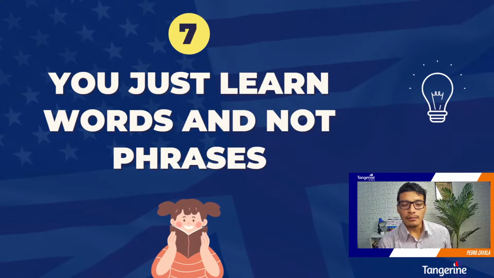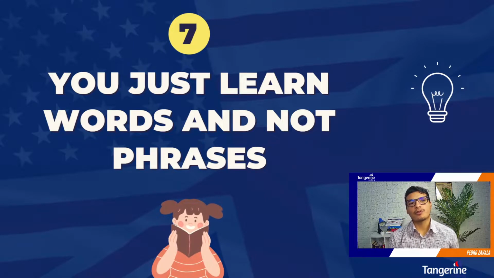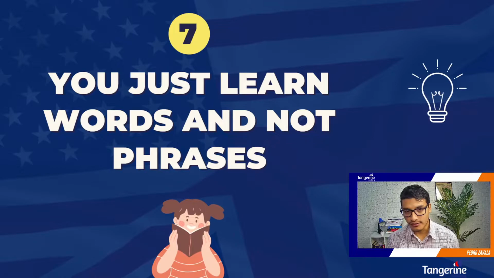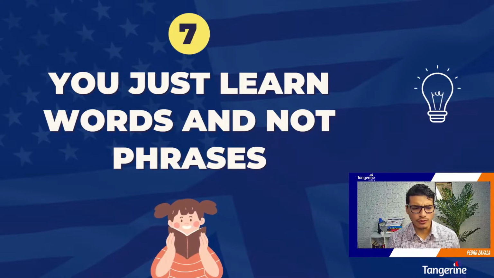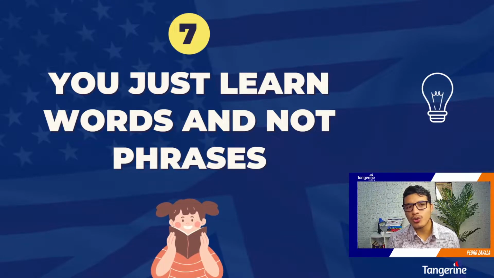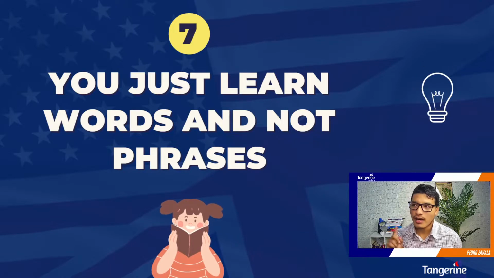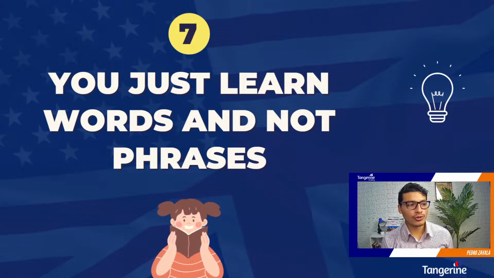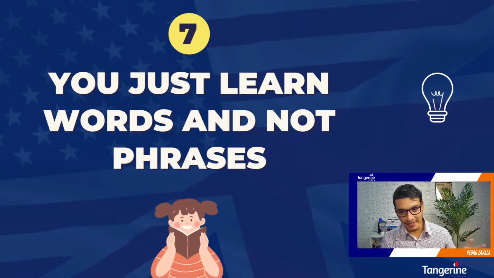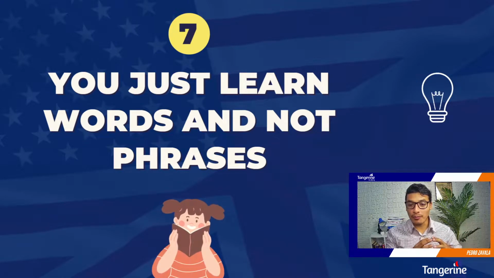Mistake number 7 that you're probably making if you're not learning English: you just learn words and not phrases. That is a big problem because we don't speak with words. We speak with phrases. Or you go to the restaurant and you say hamburger. Or you go to the shopping mall and you say jacket. Or you are at home and you say to your mom, morning. Well, maybe you say morning, but you say good morning, mom, right? You don't speak with words, you speak with complete phrases.